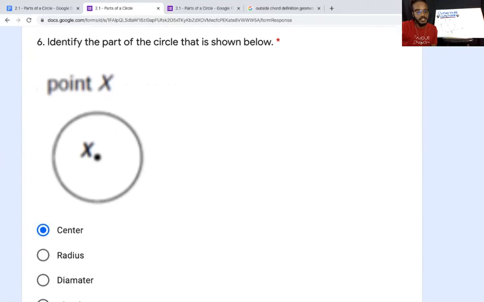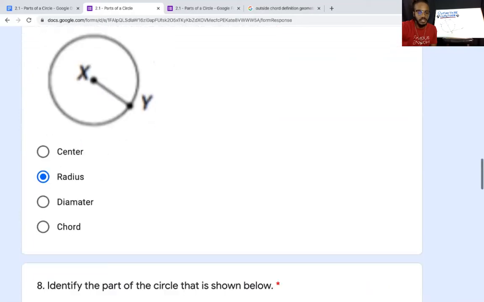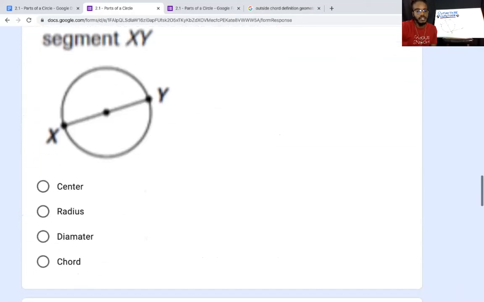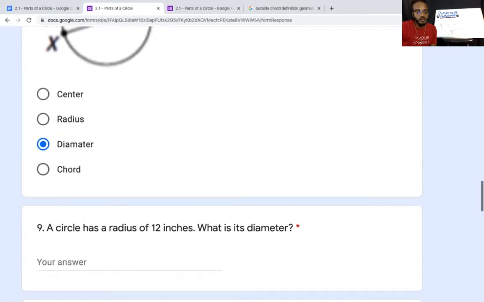X is the center. Radius because it starts in the center and goes to the edge. And diameter because it goes from edge to edge while going through the middle.